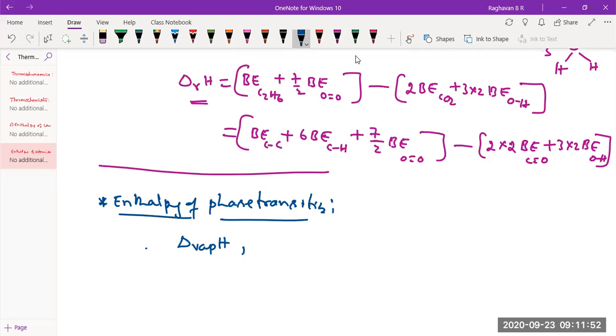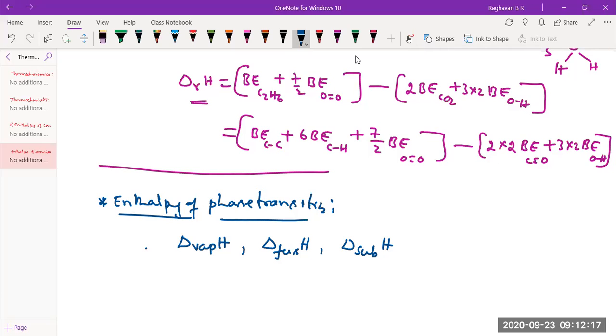Similarly, enthalpy of fusion means what? What could be enthalpy of fusion? Change in enthalpy when 1 mole of a solid melts into liquid at its melting point. Correct? No? Enthalpy of sublimation. What could be enthalpy of sublimation? Change in enthalpy that occurs when 1 mole of a solid converts to gaseous state without entering into the liquid state. Enthalpy of sublimation. So something like that.